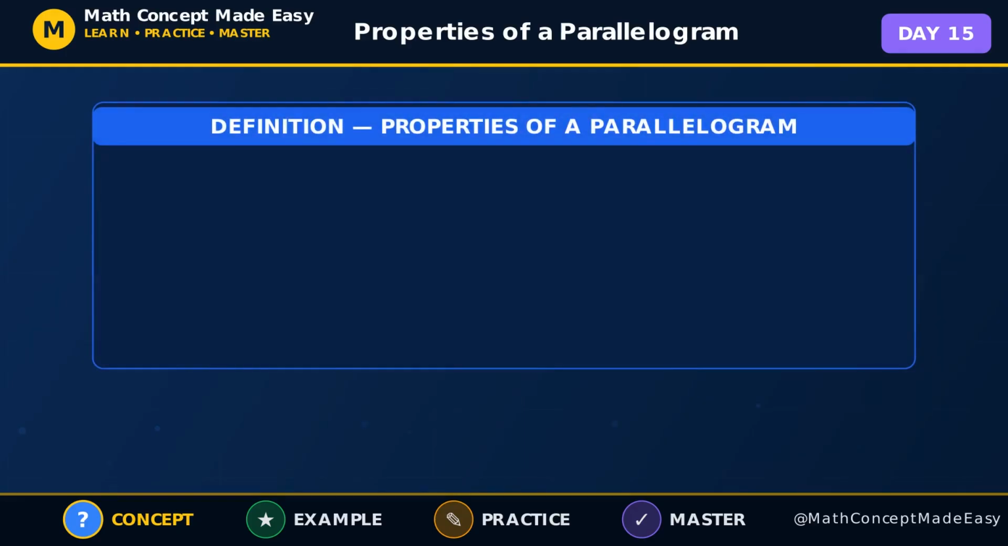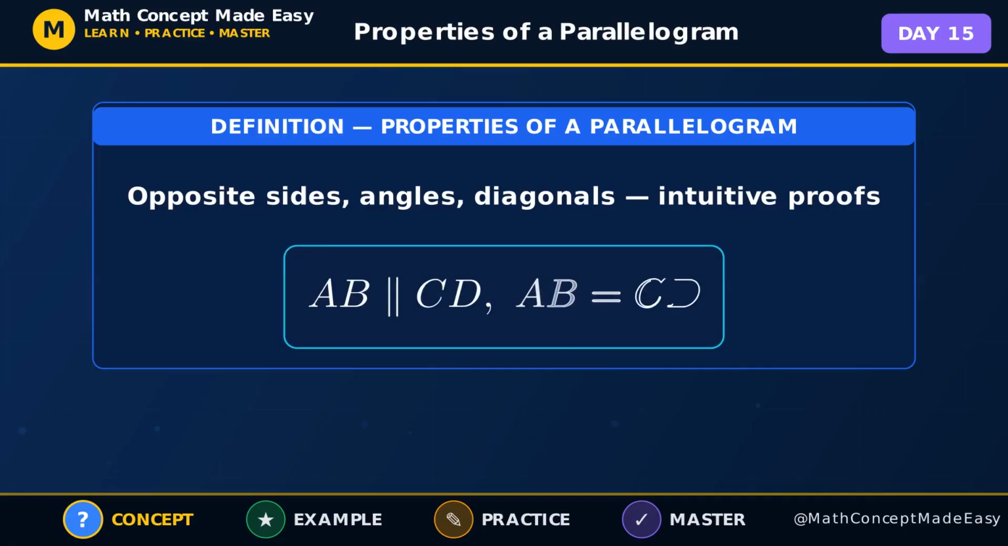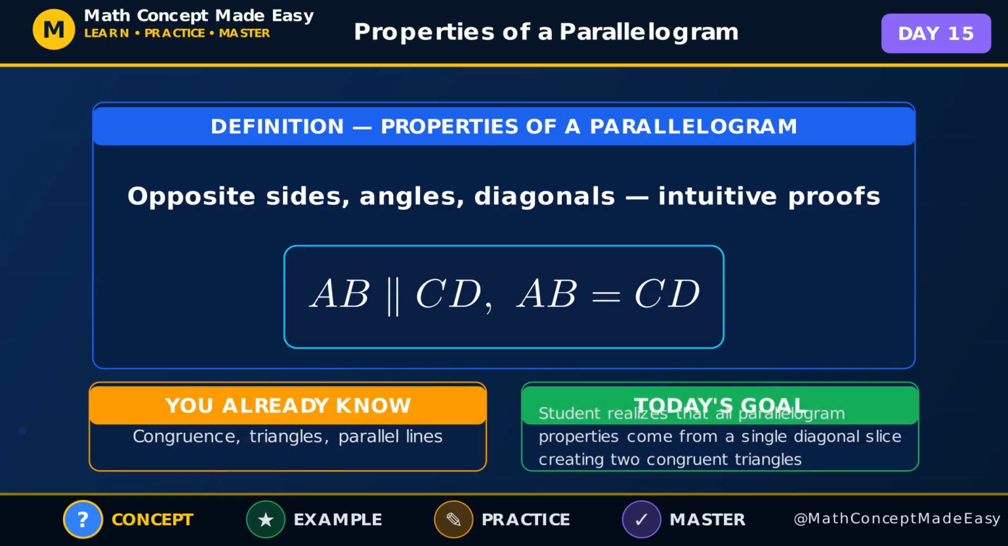Now we are ready to say this precisely, the way mathematicians do. Here is our focus for today: opposite sides, angles, diagonals, intuitive proofs. In symbols, we write it as side AB is parallel to side CD, and side AB is equal in length to side CD. Every word of that definition matters, so read it slowly. You already know congruence, triangles, parallel lines. This definition simply builds on those familiar ideas.